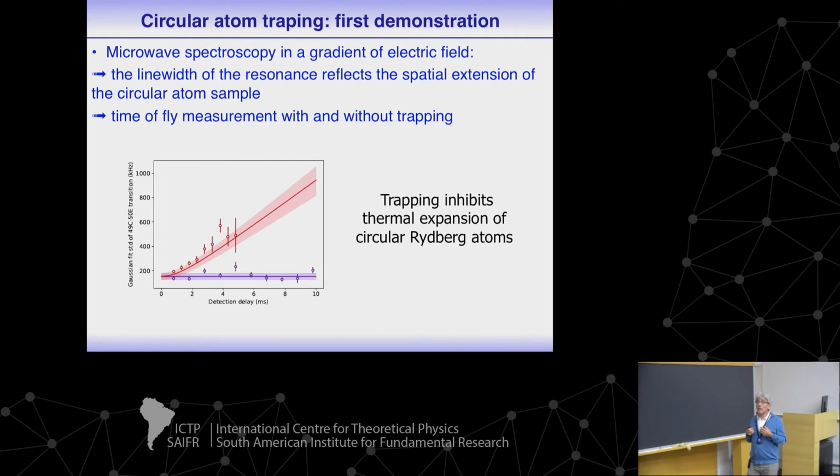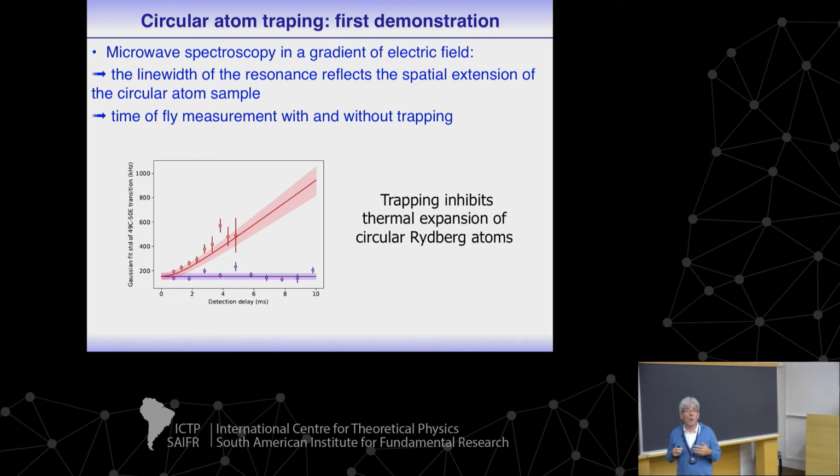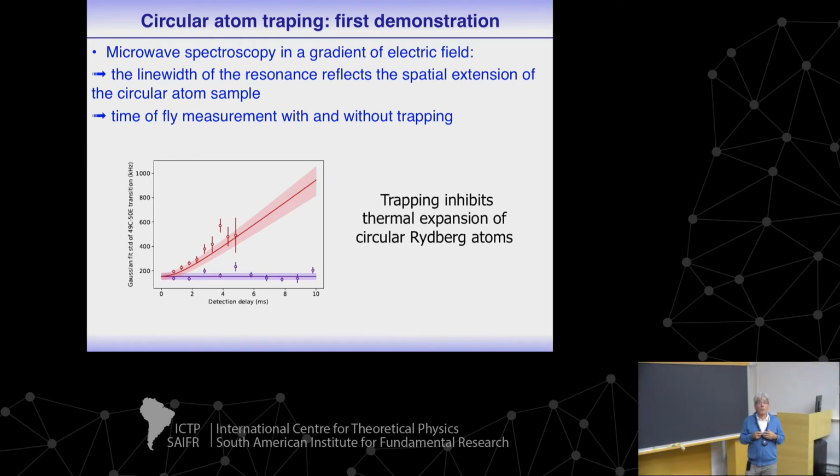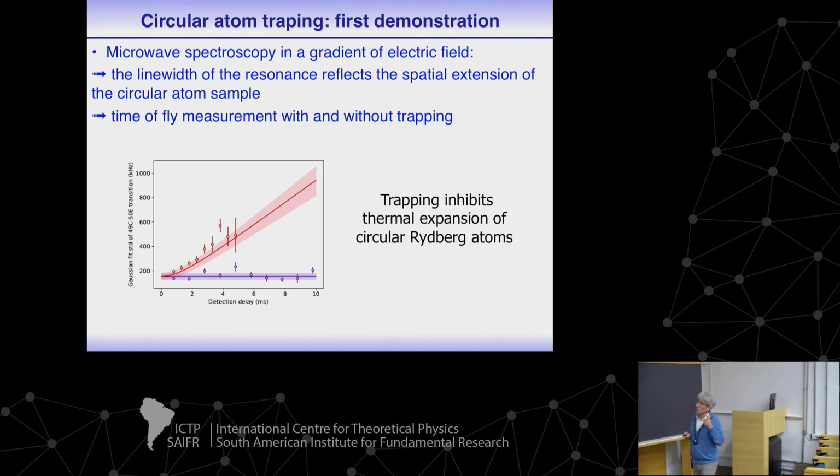So what is the meaning of the width of the microwave resonance line? If it becomes larger and larger, it means that the atoms expand and explore larger and larger regions in the gradient of the electric field. So they explore large gradients, and the linewidth increases. If you switch on the trapping, you just suppress the broadening of the line. The atoms just stay where they are prepared, and I think that it's a very good demonstration of the trapping.